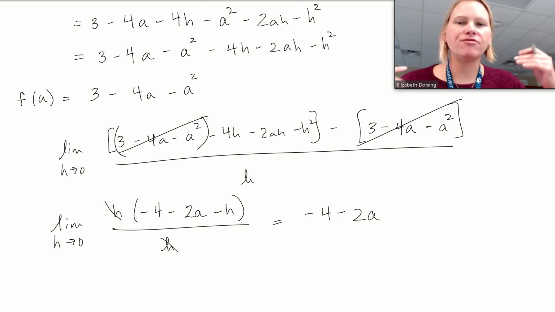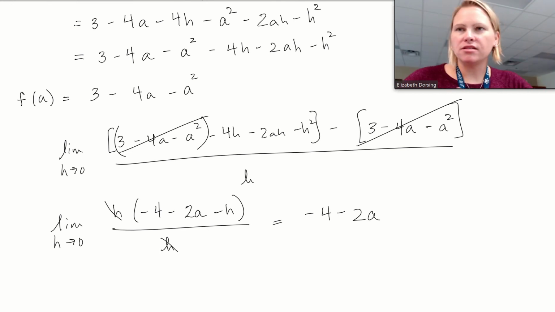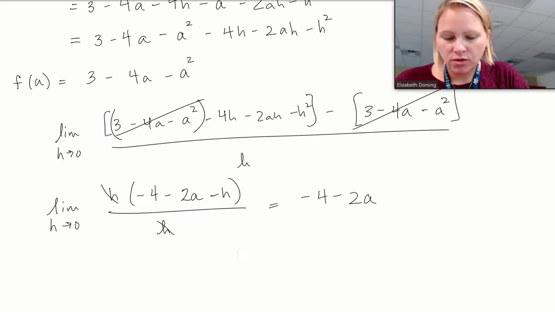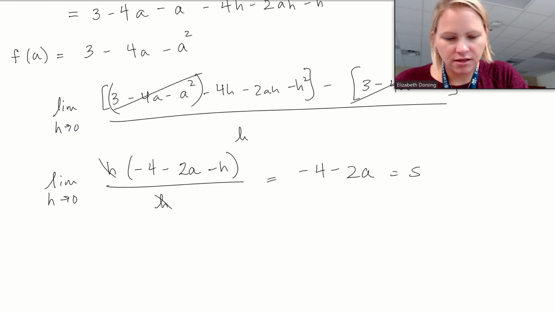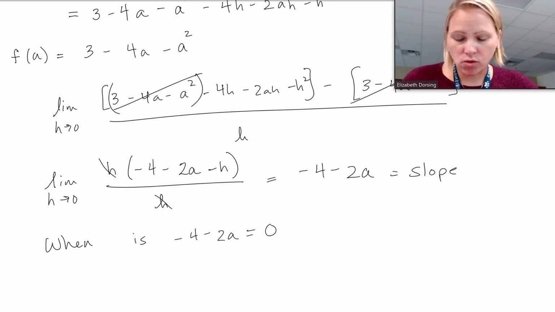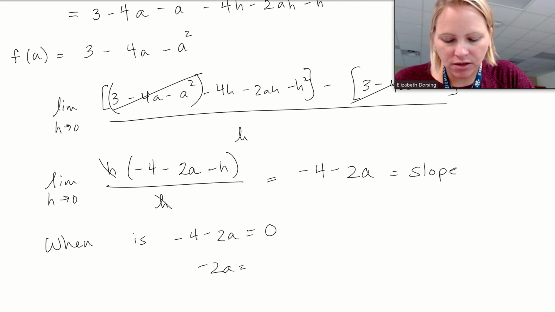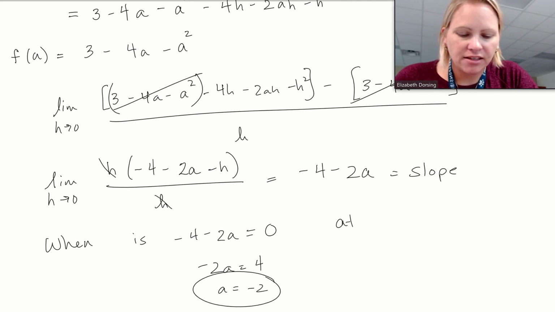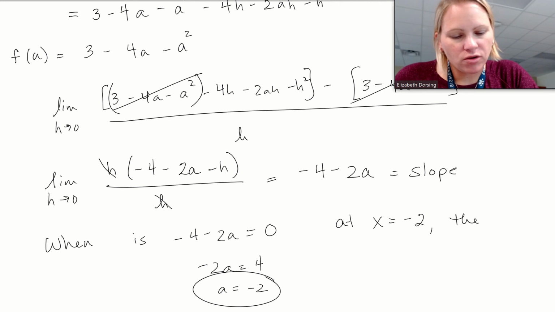Now, remember, I didn't have a value of a, but a is going to be the point that I'm looking for, because remember, this is my slope. When is negative 4 minus 2a equal to 0? Well, that's when I have a horizontal tangent. Well, that's easy enough to solve. Negative 2a equals 4. A must be negative 2. So at x equals negative 2, there is a horizontal tangent.